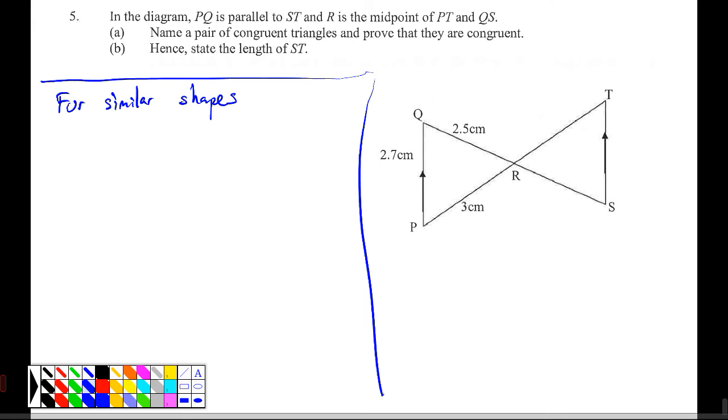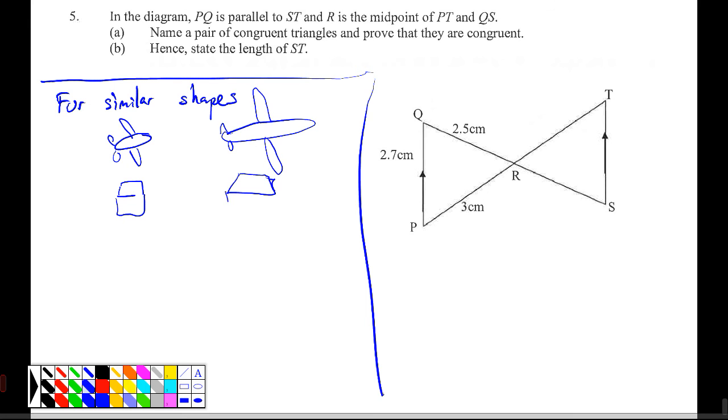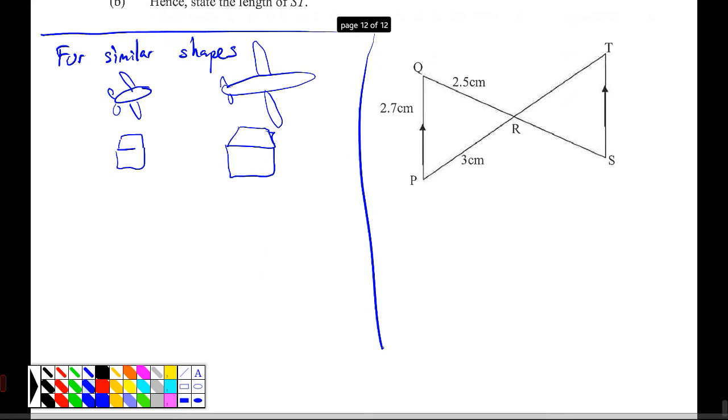For similar shapes, it need not be a triangle or square. It can be a small plane and a big plane. You don't have to draw a plane. It can be a small house and a big house. It can be anything as long as they are similar. A common example will be a small statue and a big statue.